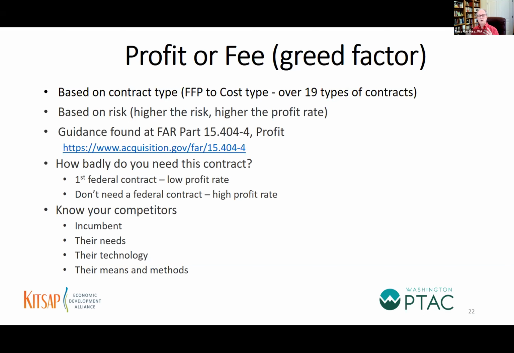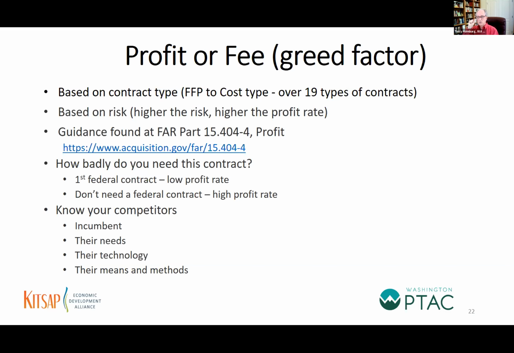So another aspect about how much profit you want to put in your cost proposal, whether it's going to be 3%, 5%, 10%, 25%, applies to the next bullet. How badly do you need this contract? There are many reasons why you're going after a contract. One might be, for a number of you attending this class, that you've never had a federal contract before. You need to get your first federal contract so you can show you have experience in federal contracts. Well, in that case, you need that contract badly.